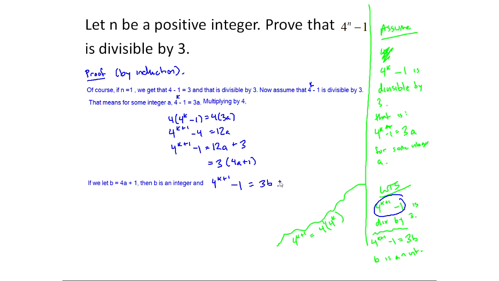This means that it's divisible by definition. And so we're done. So I want to write that up kind of nice. So by definition, this is divisible by 3. And that would be the end of my proof.